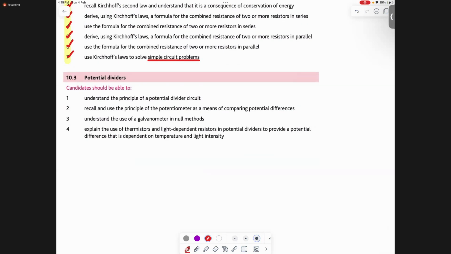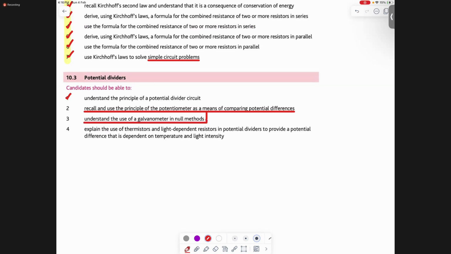Potential divider. This is what I started last class. Understand the principle of potential divider circuit. I did this. I'll go through this again one more time. Recall and use the principle of potentiometer as a means of comparing potential differences. Yes, this is the one. This is what we're going to do right now. Understand the use of galvanometer and null methods. So these two are the same point.